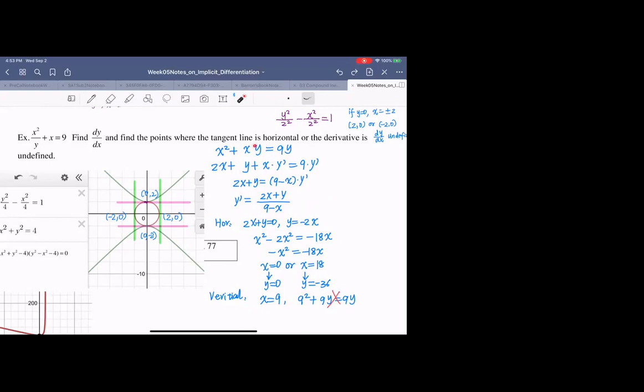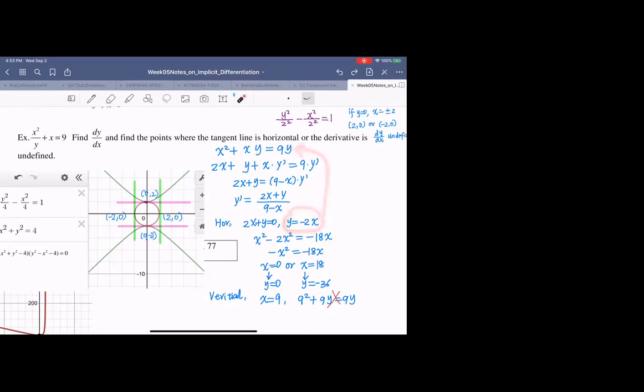So they ask you where the tangent line is horizontal. So you want to make your first derivative equal 0. That's the places where your tangent line is horizontal. So you make your numerator equal 0. So 2x plus y equals 0. Y goes to negative 2x. But you need to give the point, and you have the equation, and you plug in.